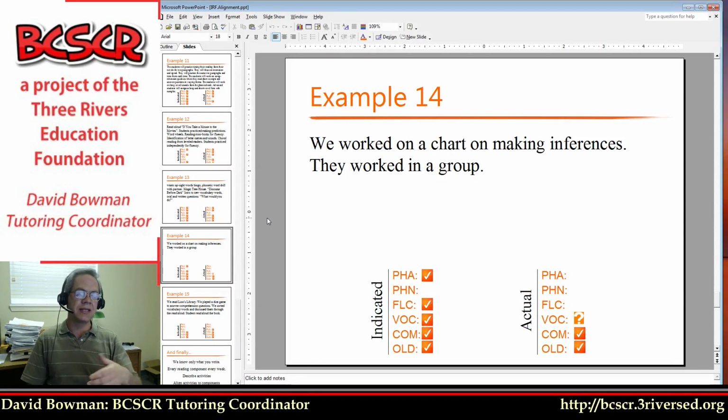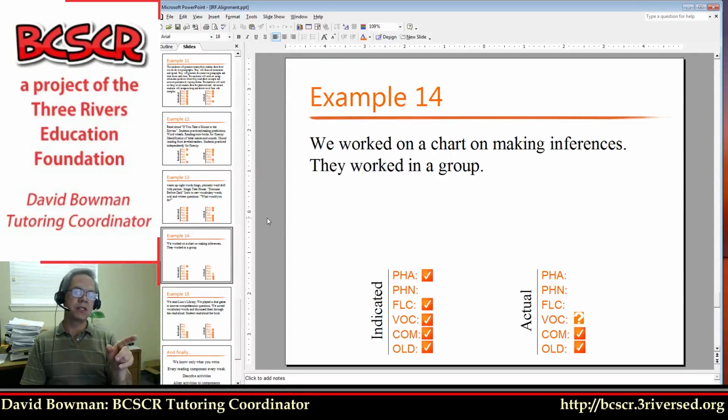But certainly for doing inferences, we've got some comprehension, and because we have to think about the author's intent and the subtle meaning, or reading between the lines, what else might be implied here, and certainly what can one infer, that's going to give us oral language development. So yes on comprehension and oral language development, no on phonics, phonemic awareness, and fluency, and a maybe on vocabulary.